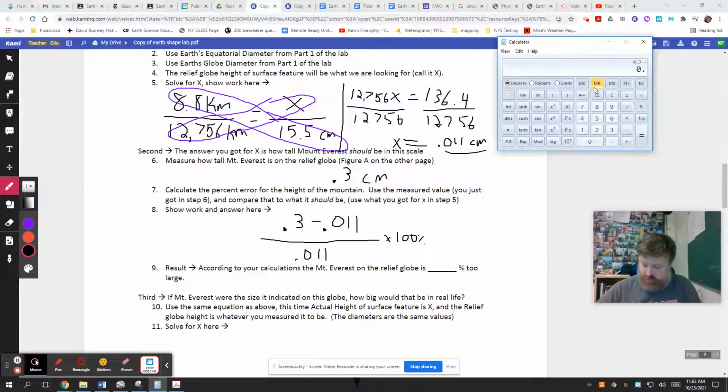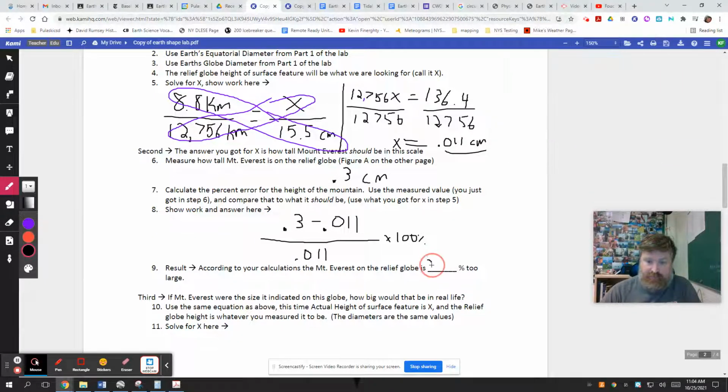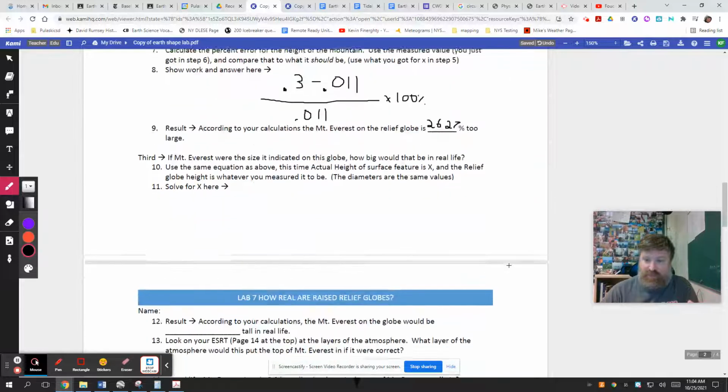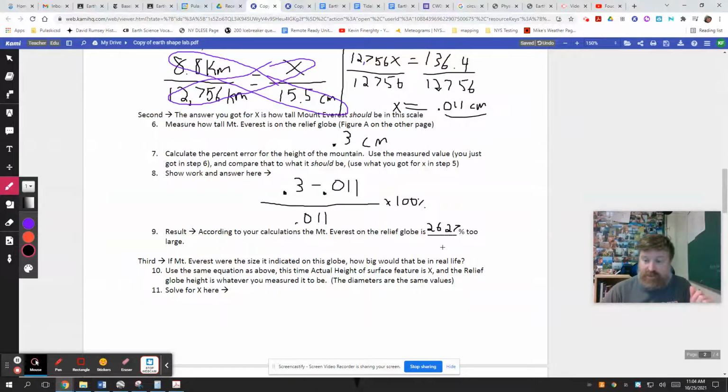0.3 minus 0.011 divided by 0.011 times 100. 2,627. That's your answer right here. So at the beginning, if you said those mountains are too small, or maybe those mountains are just right, they are in fact way too large. They're 2,627% too large. Way, way too big.